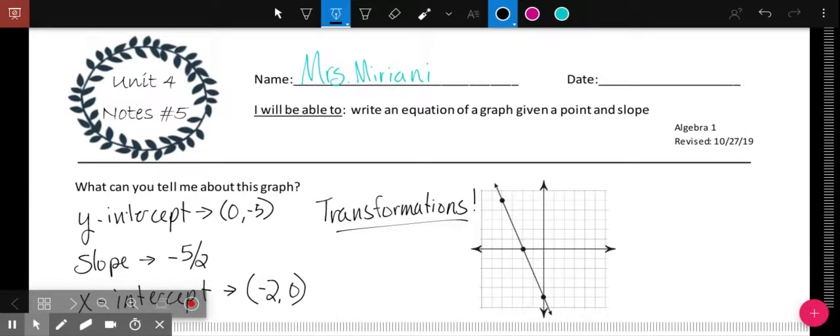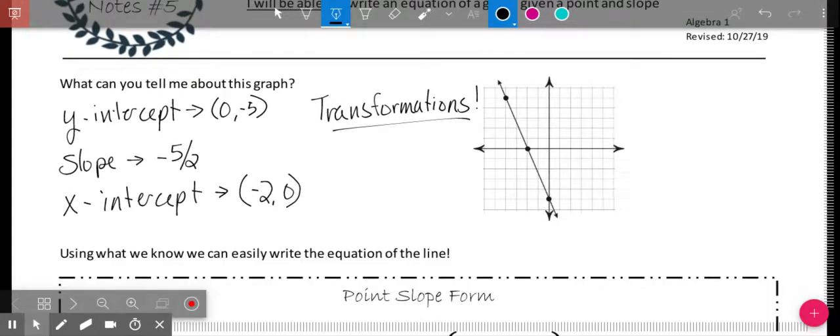Alrighty, so today we're going to be looking at how we can write an equation of a graph given a point and a slope. So today we looked at the different pieces of things that you could get from a graph. If you were just given a graph, what did you already know about it?